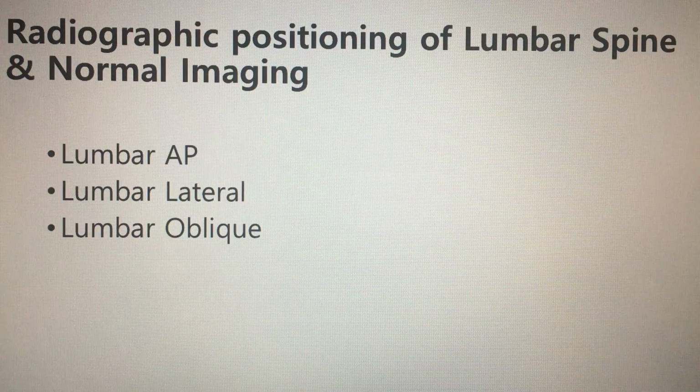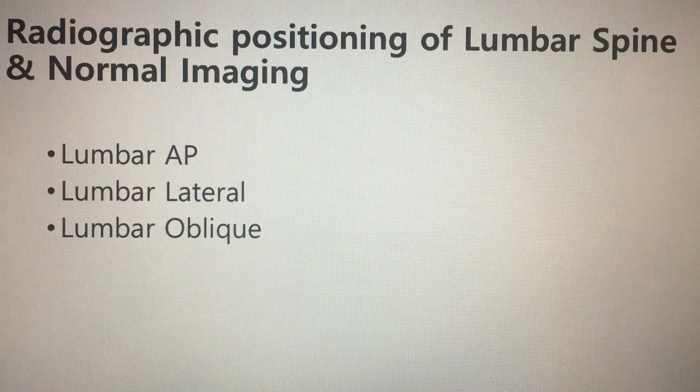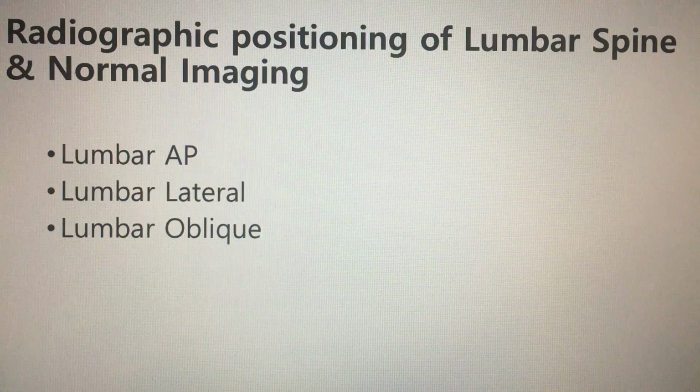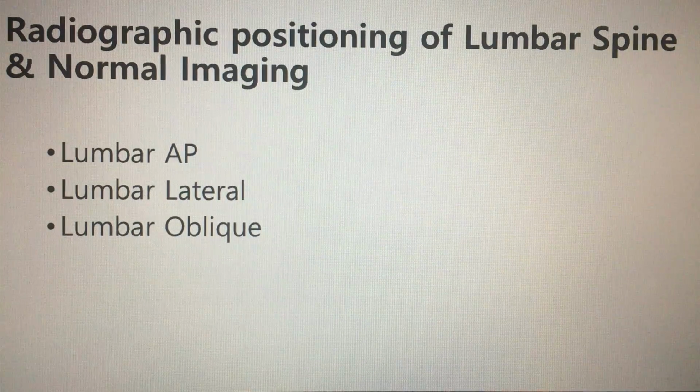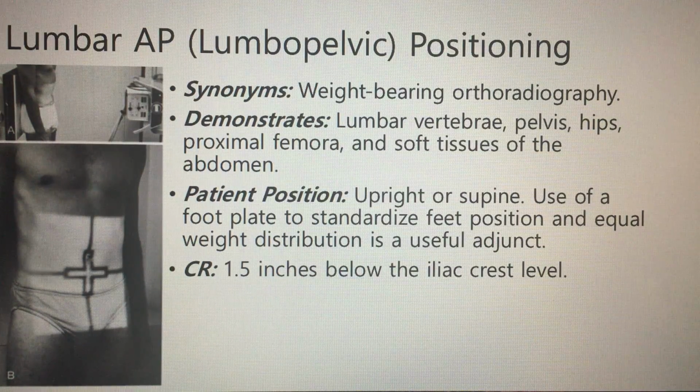Today we will do positioning for the three views we saw above: lumbar AP, lumbar lateral, lumbar oblique. In lumbar anterior to posterior positioning, it should include thoracic spine 12 to sacrum. Patient is in standing position for weight bearing and posture analysis. Central ray is 1.5 inches below the iliac crest.